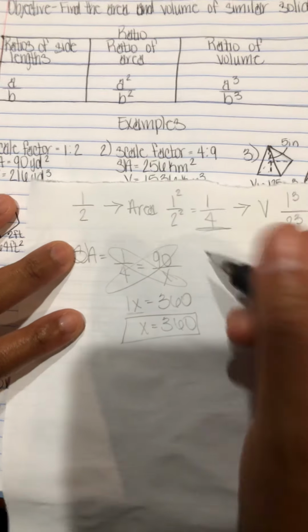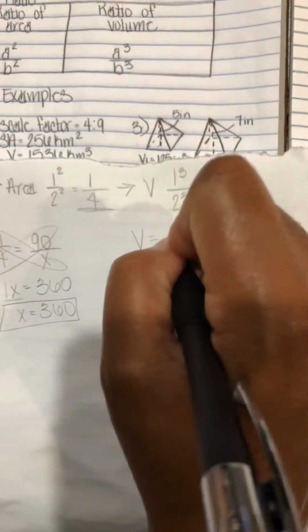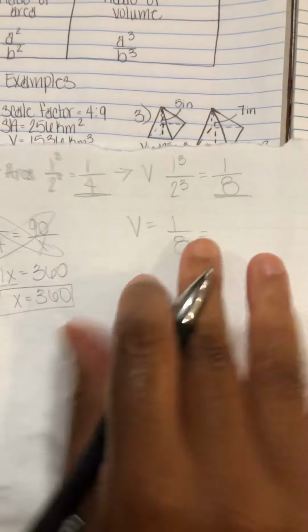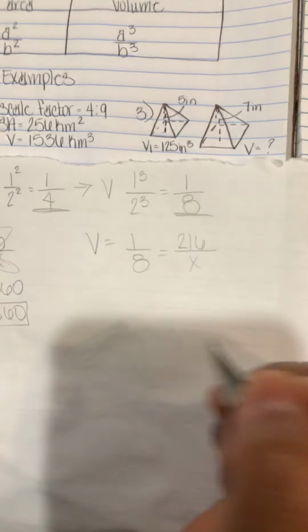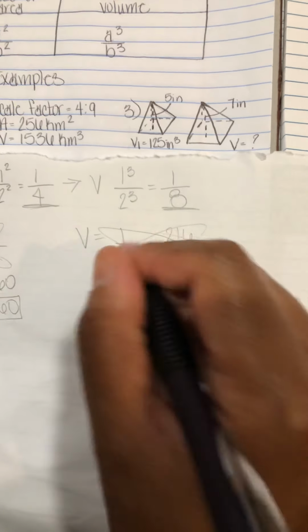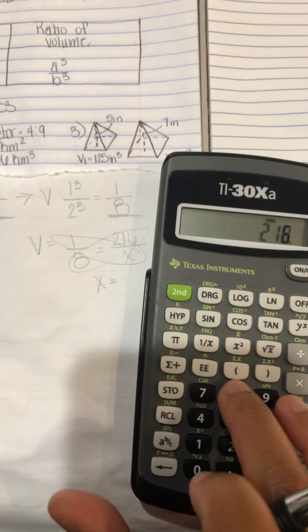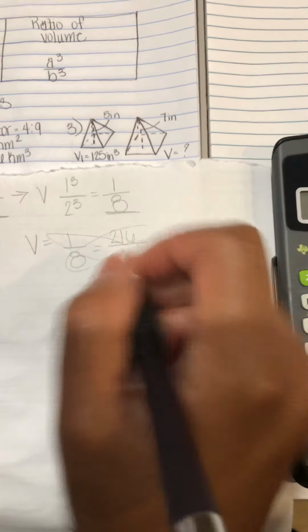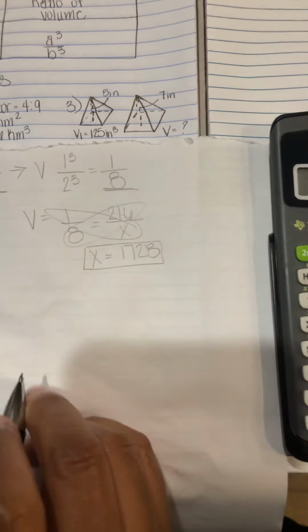All right, for volume, remember I said it was 1 over 8. So I'm going to use 1 over 8 is equal to 216 over the number I don't know. Again, I'm going to cross multiply. Here I have 1 times x, or I could just say x, and then 216 times 8, which gives me 1728, and that's my answer.